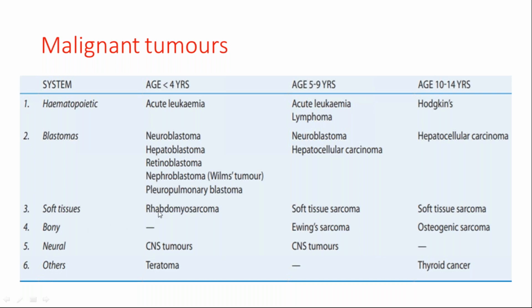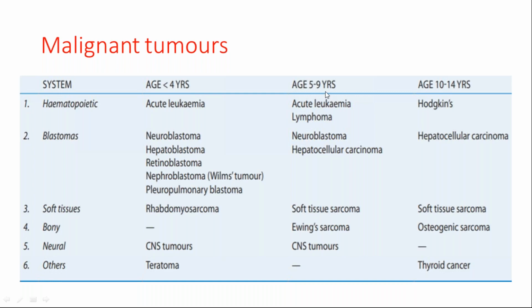Next, coming to soft tissues. In soft tissues the most common is rhabdomyosarcoma. Sarcoma means malignant tumor. Rhabdo means muscle. Rhabdomyosarcoma is a malignant tumor of skeletal muscle. Next, coming to neural tumors and others, there is teratoma. We already discussed that sacrococcygeal teratoma is the most common in the early age group. So these are the most common malignant tumors of early childhood.